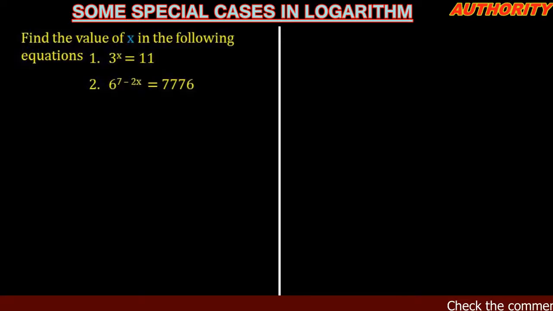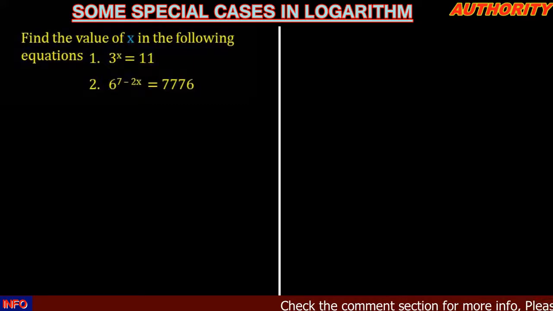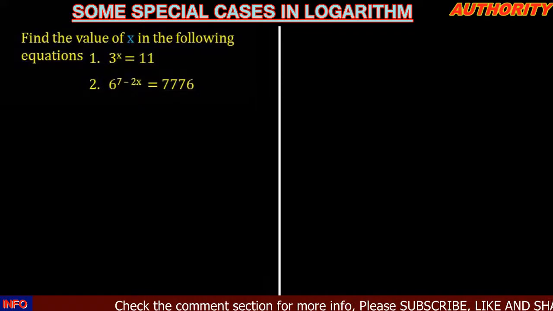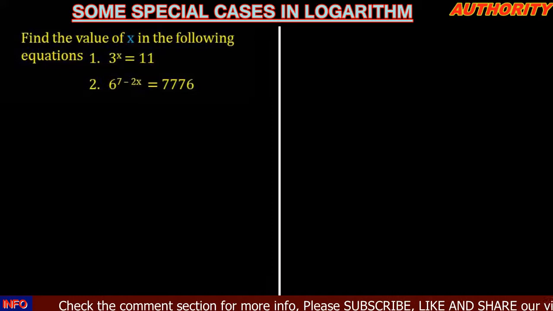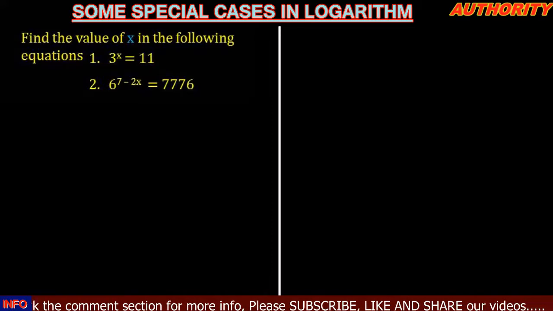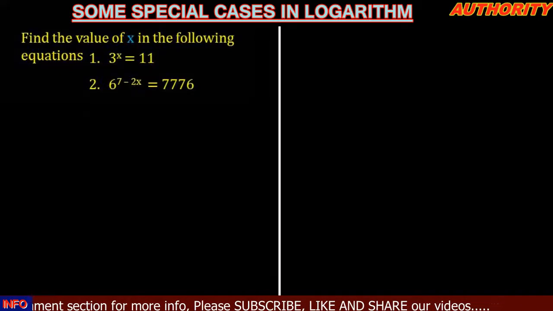Today, let's talk about some special cases in logarithm. Let's take a look at this question. Find the value of x in each of the following. Number 1, 3 raised to power x is equal to 11. Number 2, 6 raised to power 7 minus 2x is equal to 7,776. You get it? Okay, now let's go.